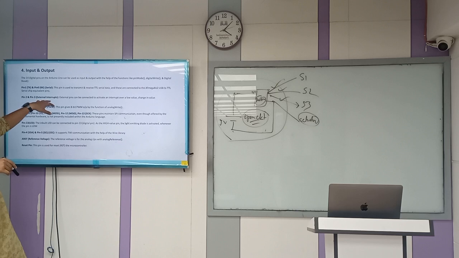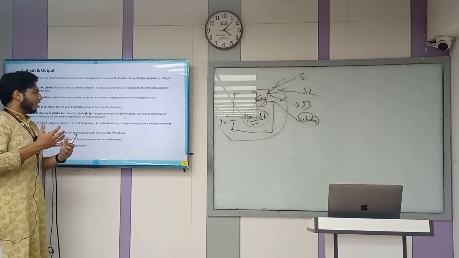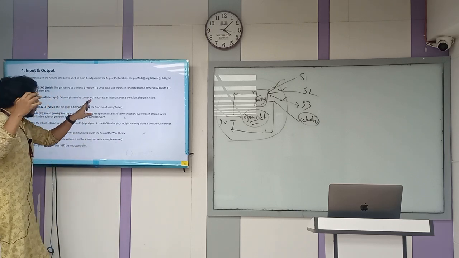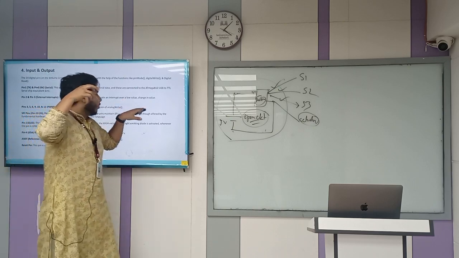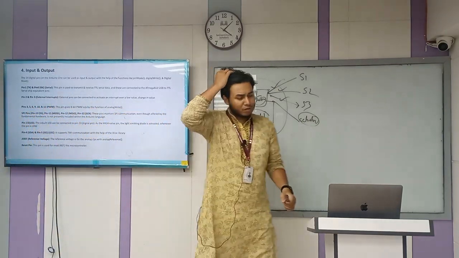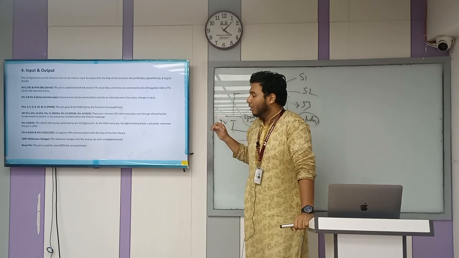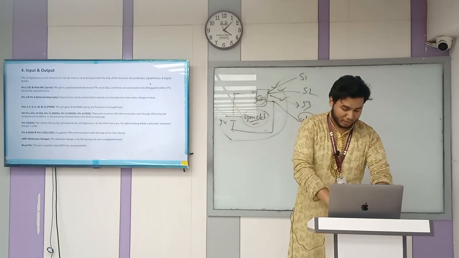So pin 2 and pin 3 are the external interrupts. There are different kinds of interrupts. External pins can be connected to activate an interrupt on a low value, or on a change in value. So if you want to interrupt the Arduino, you can use these, pin 2 and 3.